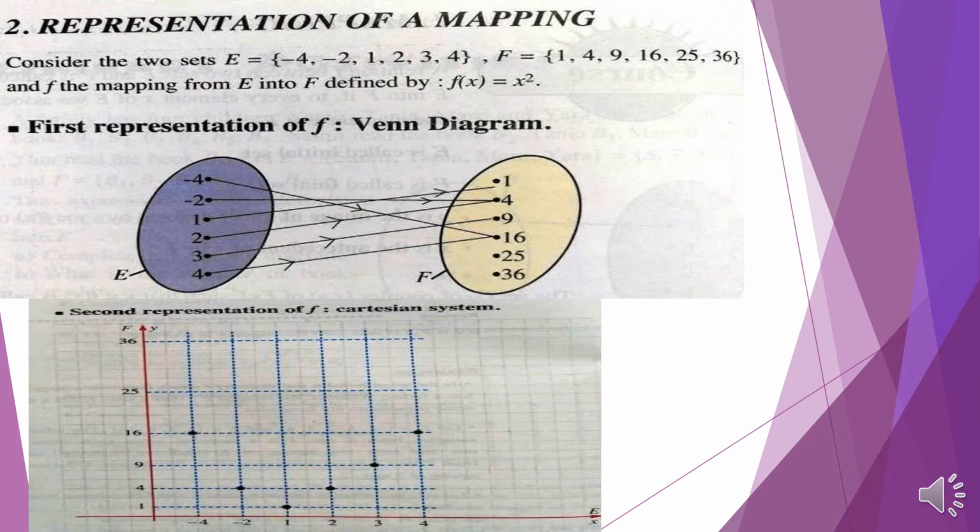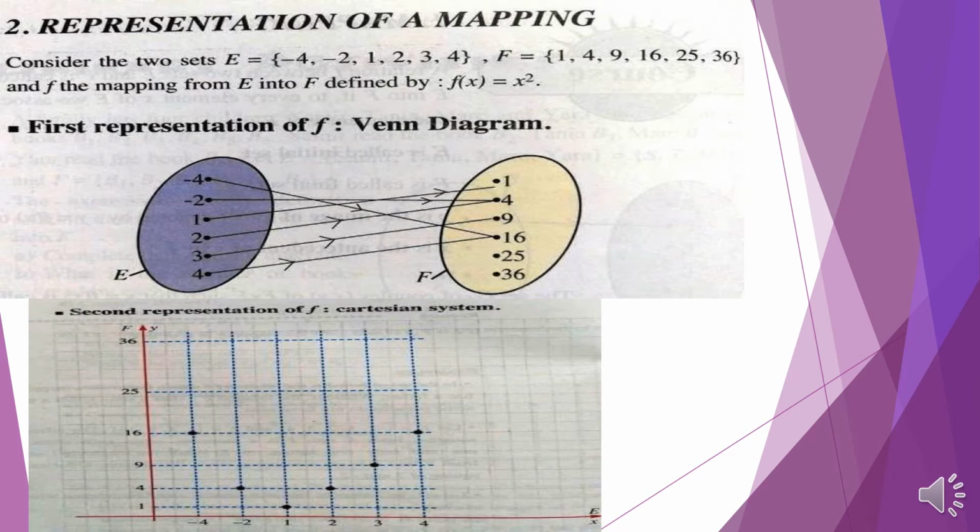Look at the x-axis, at the vertical lines. On the vertical lines there is only one dot, so it is a mapping. If there are two dots on a vertical line, on a vertical line there is more than one dot, it means not a mapping, or even if there is no dot.